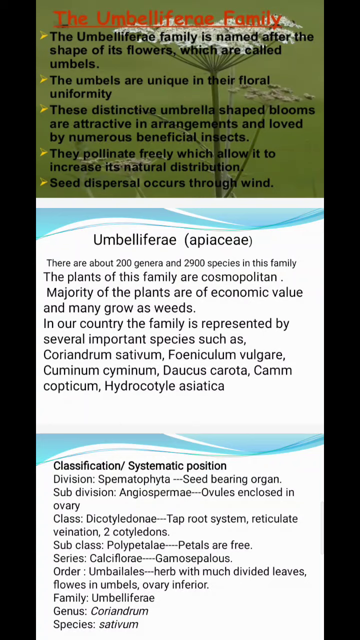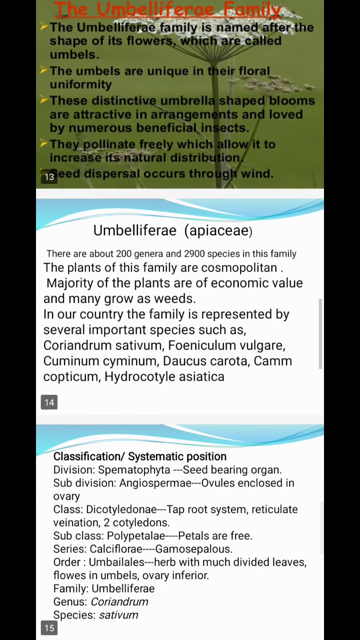So the name Umbelliferae is due to the shape of its flower, that is, umbel-shaped or umbrella-shaped. These flowers bloom very attractively, and in arrangements are loved by some insects. They are freely pollinated, which increases their distribution, and the dispersal is through the winds. So let us move towards the next slide.